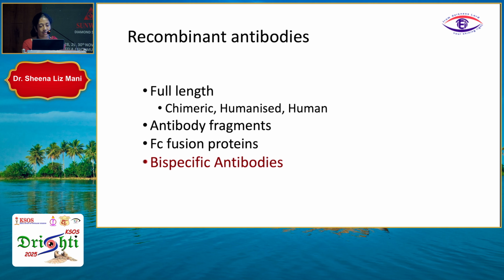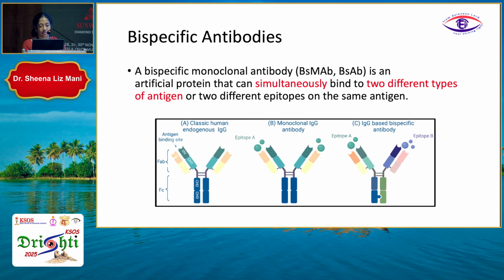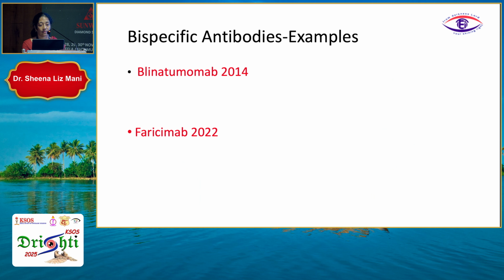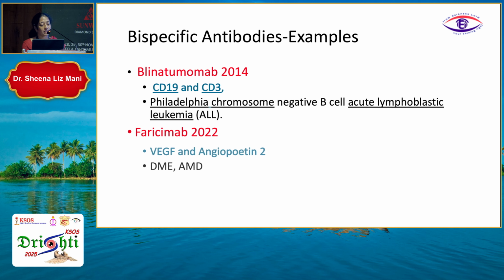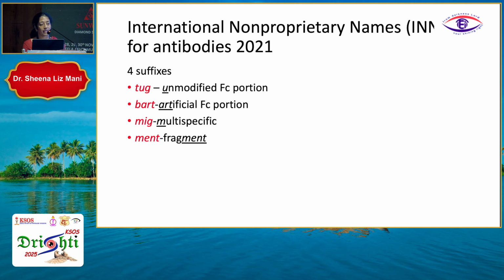Coming to bispecific antibodies, as the name suggests, it is an artificial protein that can simultaneously bind to two different types of antigen at the same time. Because of the two different antigens, you have better efficacy. The first bispecific antibody that was approved was blinatumomab, and faricimab is what we are more familiar with in ophthalmology. It binds to both VEGF and angiopoietin 2.